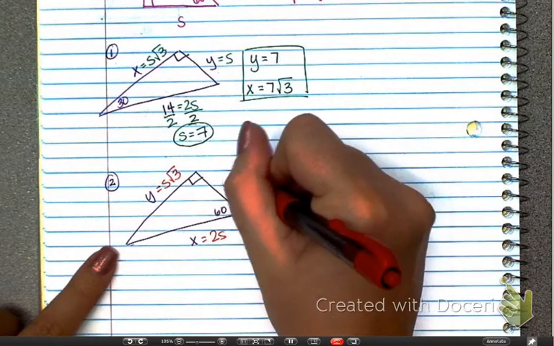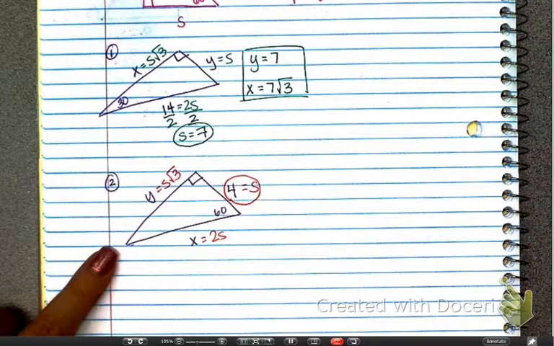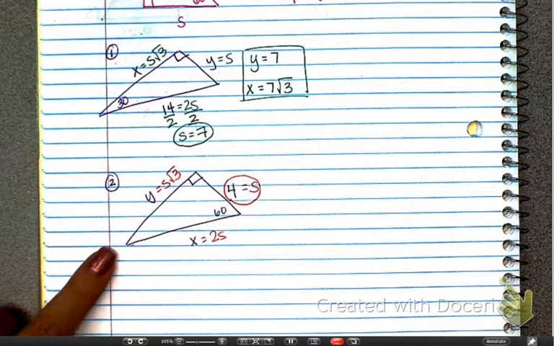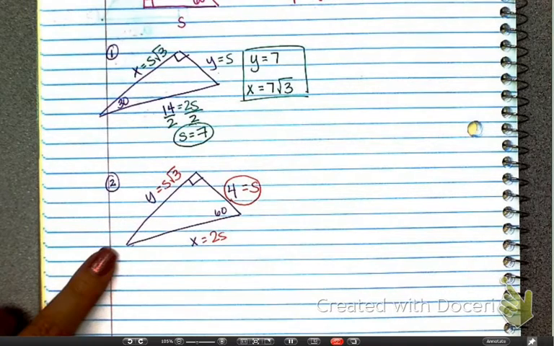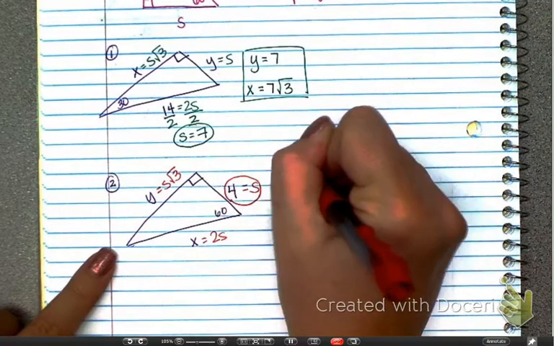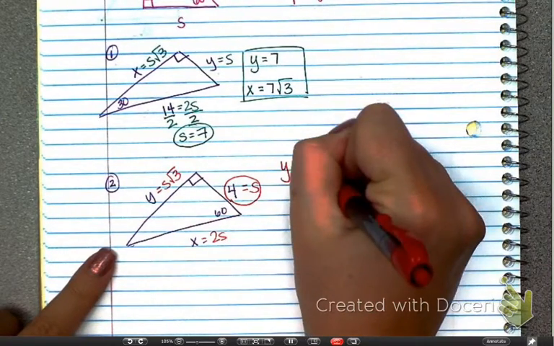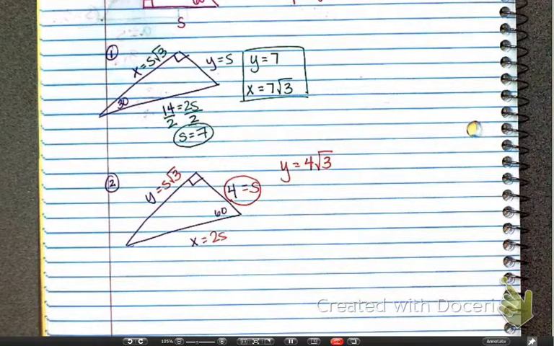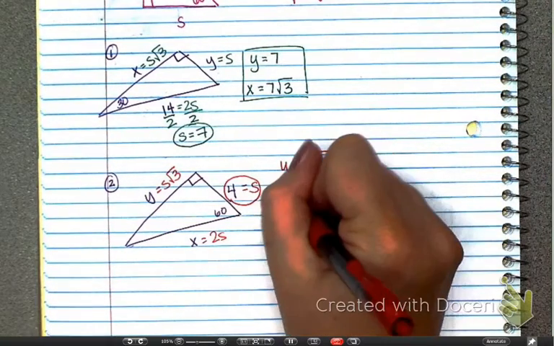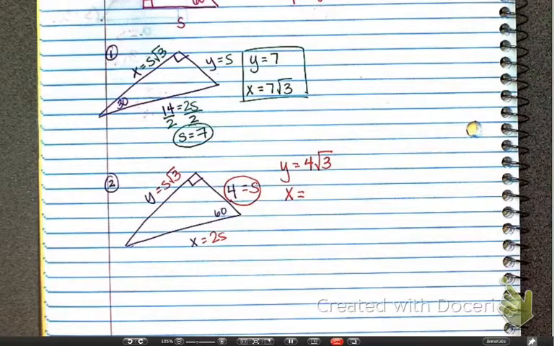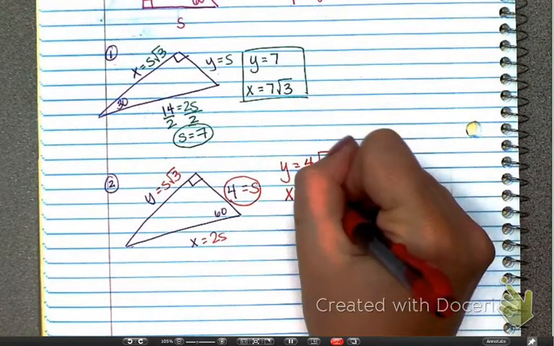It's already solved for. You'll notice that every time I circle what S is, so I know I have to use that piece. You don't have to circle it. I do it because it helps me remember, okay, now I'm going to take what I have circled and plug it in for S in the other two sides. So Y is 4 radical 3. X equals 8. 4 times 2.